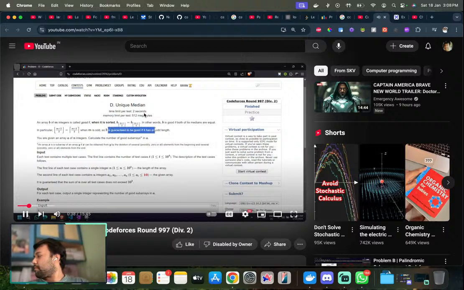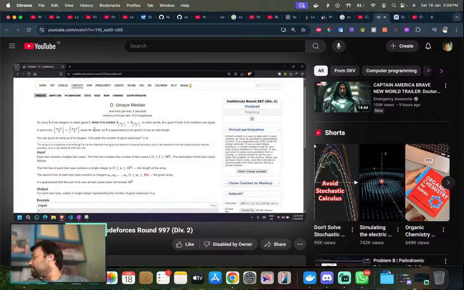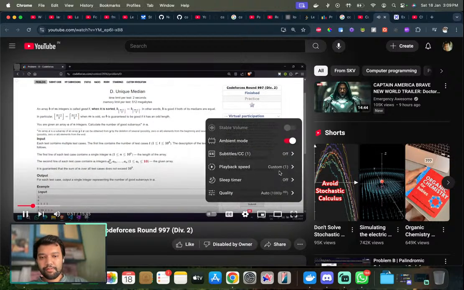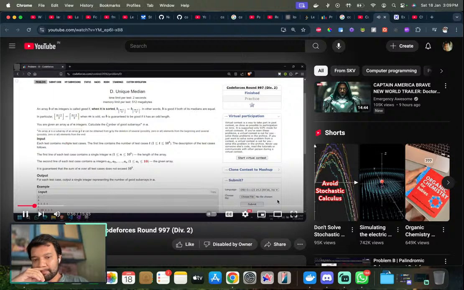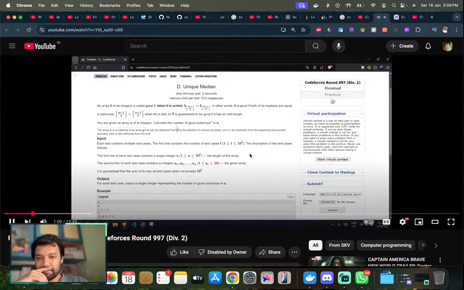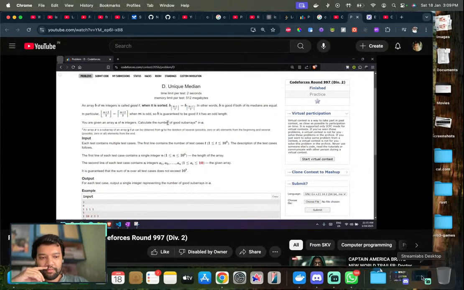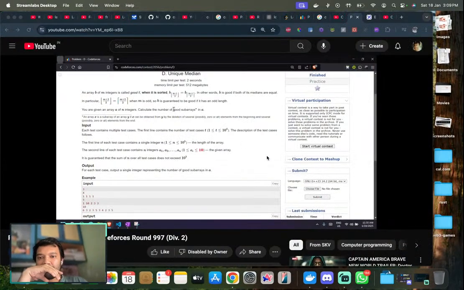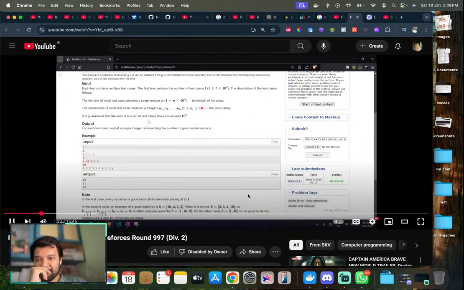If the array B is guaranteed to be good if it has an odd length, that means all odd length arrays are good. Now you are given an array of n integers and we have to count the number of good subarrays in A. First, see that all the odd subarrays are good, and we have to find how many even length subarrays are good.